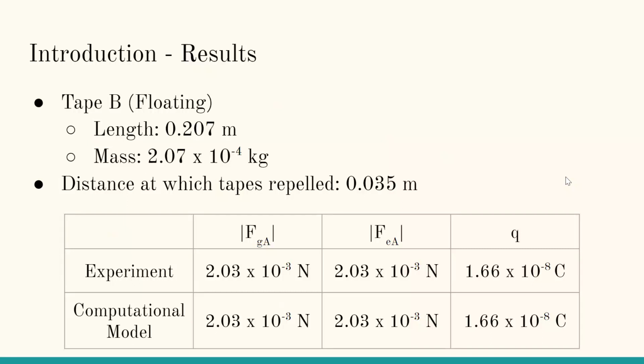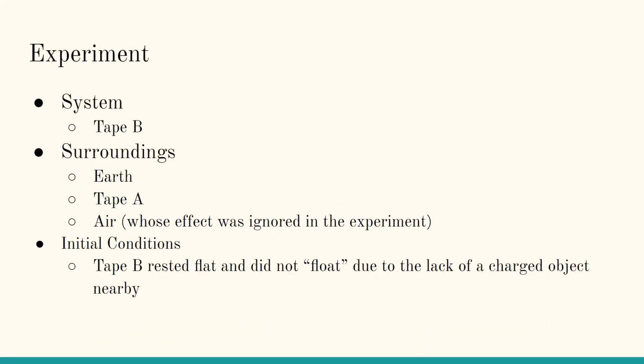So here's a brief overview of the results we'll see in a little bit. Tape B was the floating tape, and it had a length of 0.2 meters, and the mass was 2 times 10 to the negative 4th kilograms. And then the tapes were repelled at a distance of 0.035 meters. And then we will come back to this table at the bottom later, but basically you can see that the experiment and computational model had the same results.